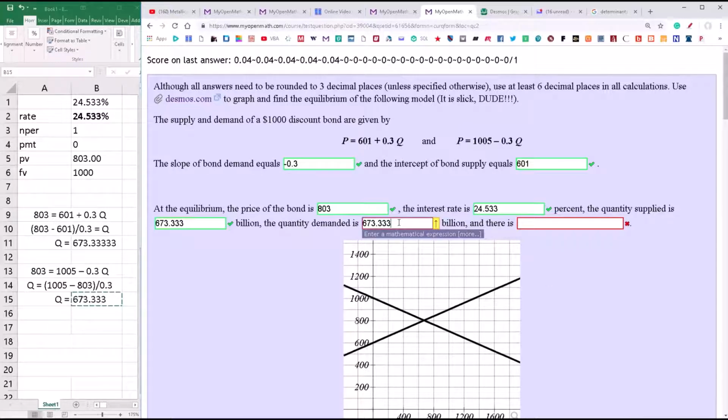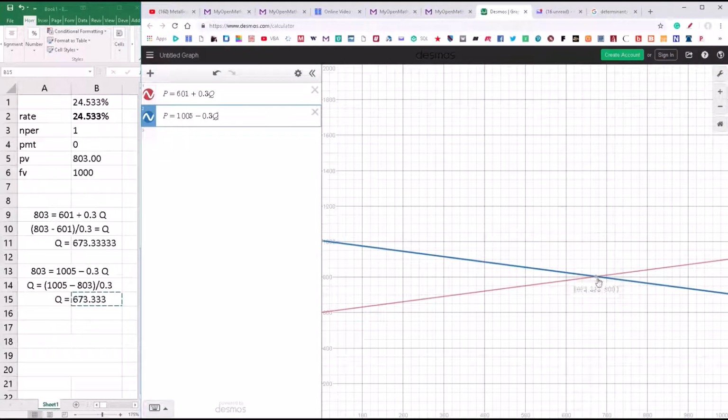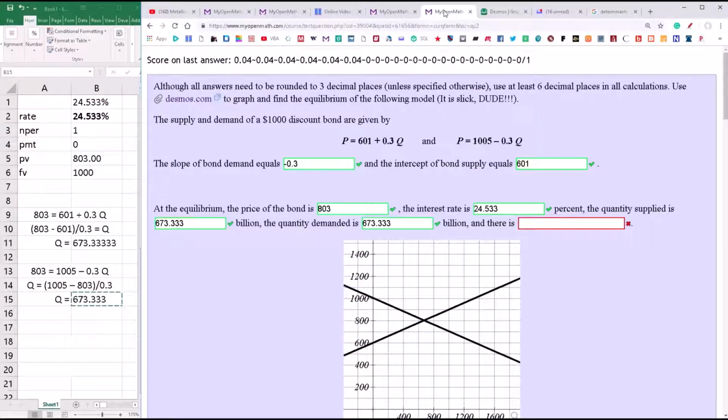Okay, so let's hit enter here. And we could have got that from Desmos, right? Remember, the quantity supplied and the quantity demanded is 673.33, so we could have got that from Desmos. Okay, so since both of these are equal, there is no excess demand or supply.